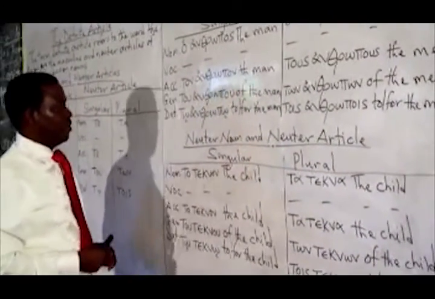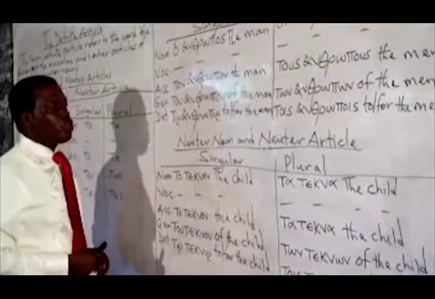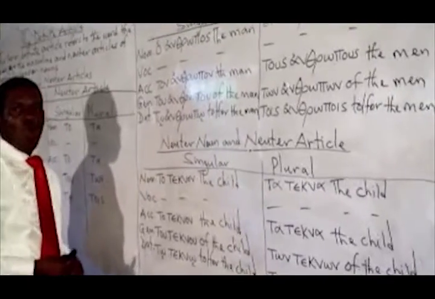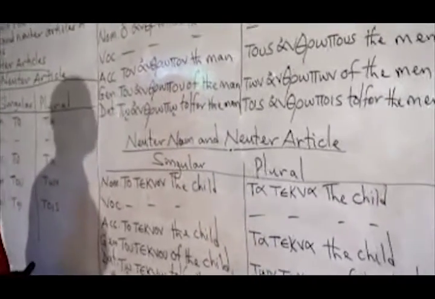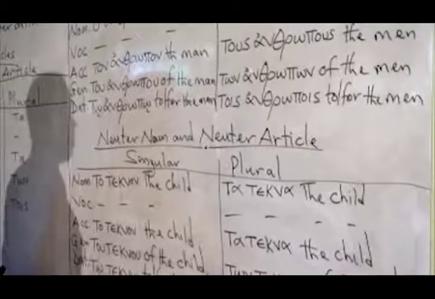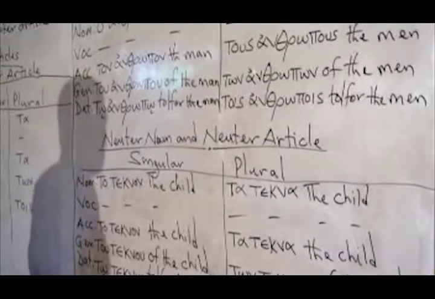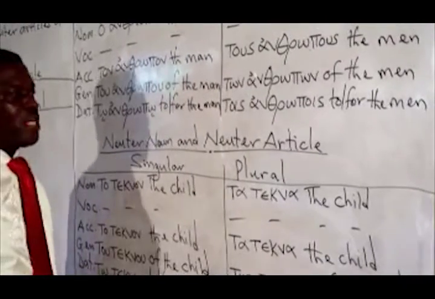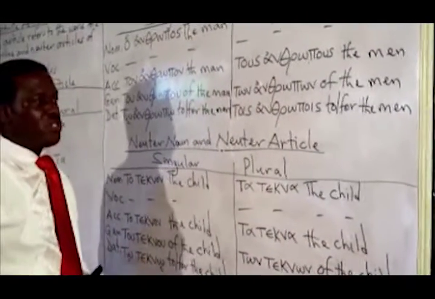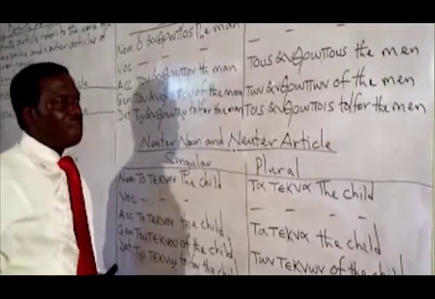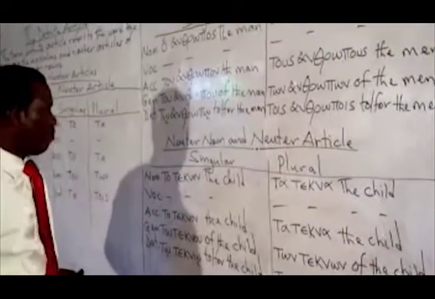In the dative, we have tō anthropō, which means to or for the man. And in the plural, we have tois anthropois, which means to or for the men.